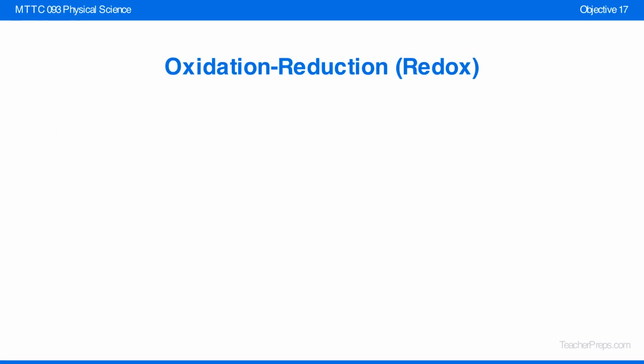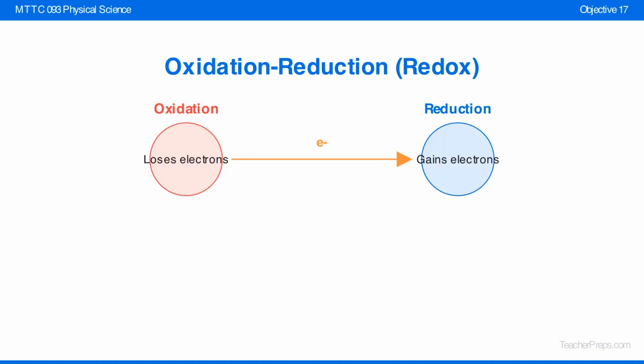Now let's cover oxidation-reduction reactions, also called redox reactions. These involve the transfer of electrons. The substance that loses electrons is oxidized. The substance that gains electrons is reduced. A helpful mnemonic is OIL RIG. Oxidation is loss, reduction is gain.